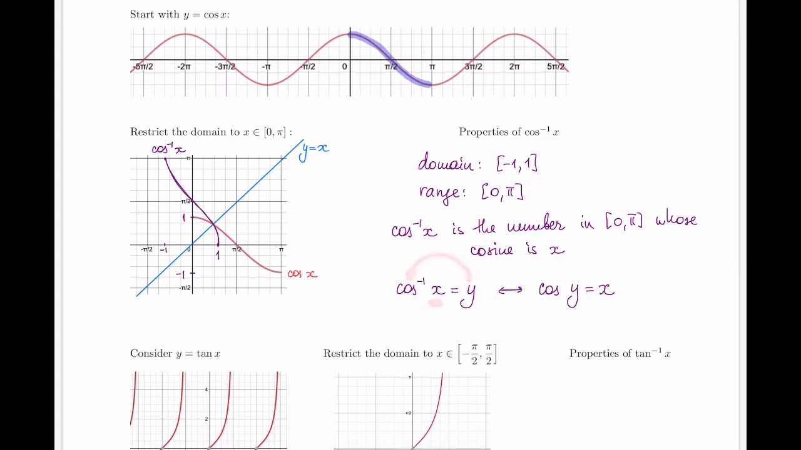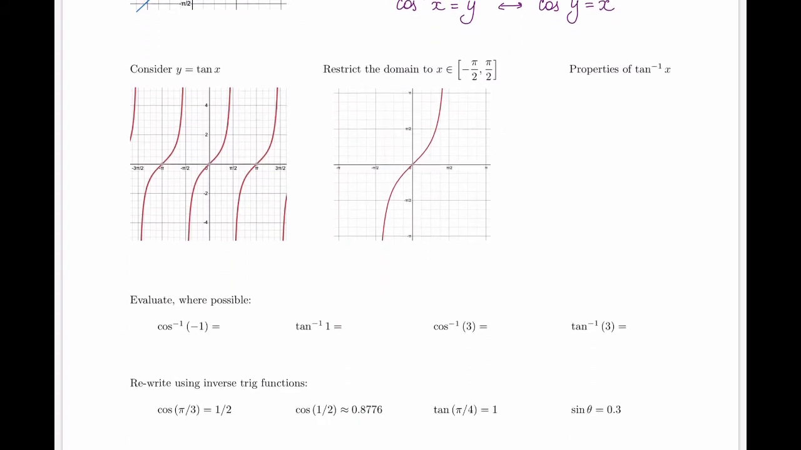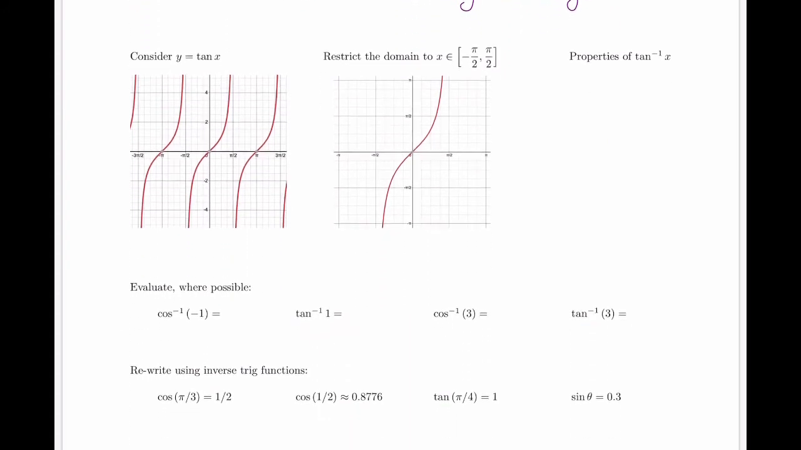equal to that number. The exact same logic can be applied to further develop inverse of tangent and all of the other trigonometric functions. We will only take a look at tangent because, again, the analysis and logic will stay the same. Once again, the situation is the same for tangent. If I draw a horizontal line, it does not pass the horizontal line test, so I have to reduce the tangent to just one part of its period so that the horizontal line test is passed.